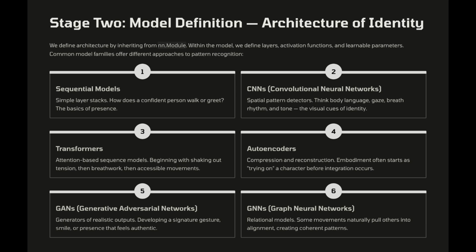3. Transformers, attention-based sequence models. In embodiment, this might mean beginning with shaking out tension, then breath work, then accessible movements. 4. Autoencoders, compression and reconstruction. Embodiment often starts as trying on a character. 5. GANs, generators of realistic outputs. Think of developing a signature gesture, smile, or presence. 6. GNNs, relational models. Some movements naturally pull others into alignment.